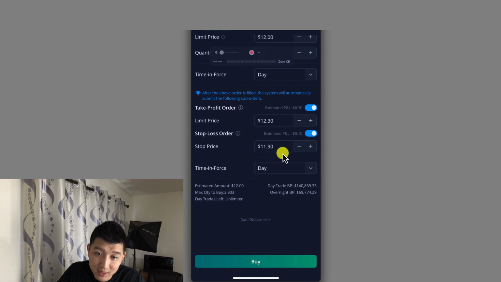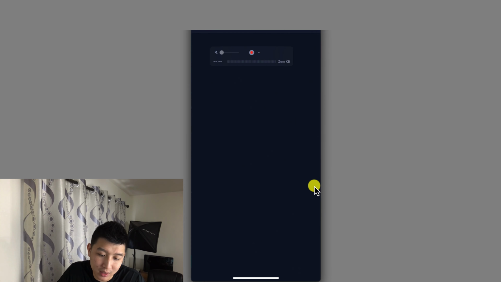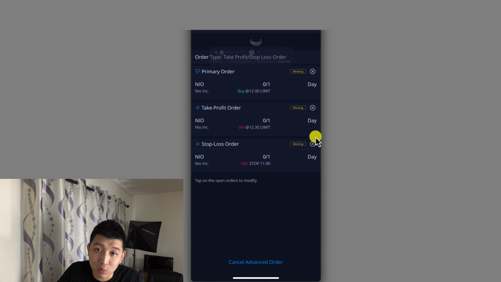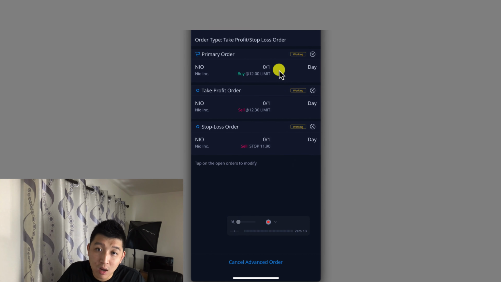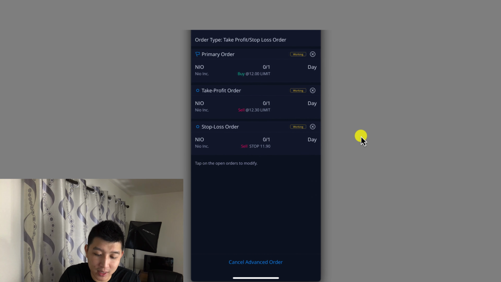So I'm going to hit buy on the bottom and then hit confirm, and this is going to go through, but it's not going to execute. It's just going to be pending. So right now, all of them are in the working orders, and if for some reason you saw some news, or if you don't feel comfortable trading this stock, you can cancel it. Just hit the X and cancel your order. So that's one way to do it for a buy order.